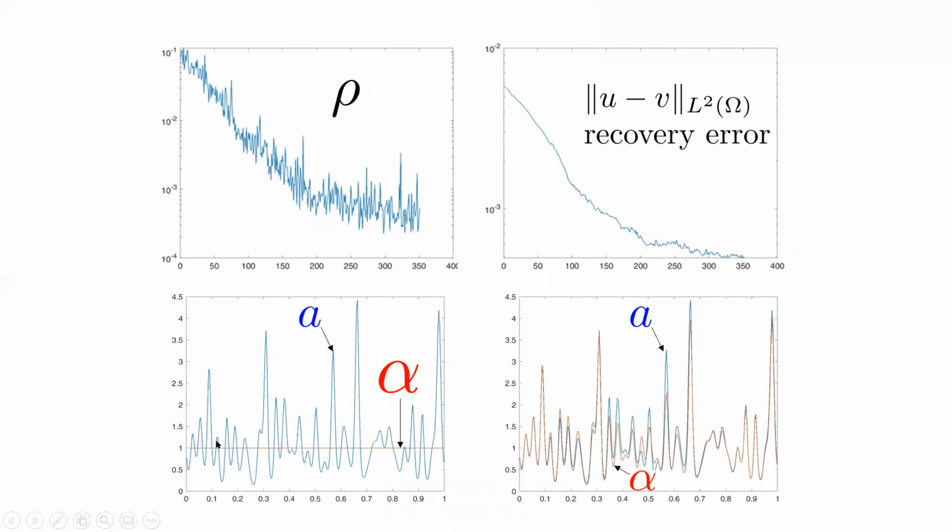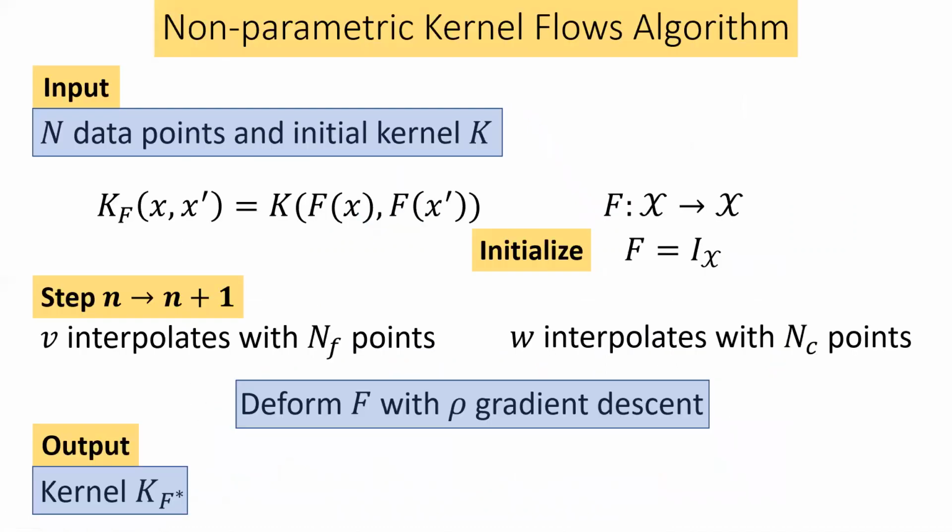Right. So after an application of kernel flows, we can see that our initial estimate of alpha is deformed in the direction of the true coefficient A, and also that the recovery error of U is decreased by an order of magnitude over the life of the KF algorithm.